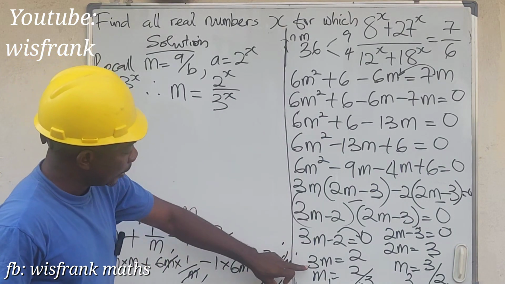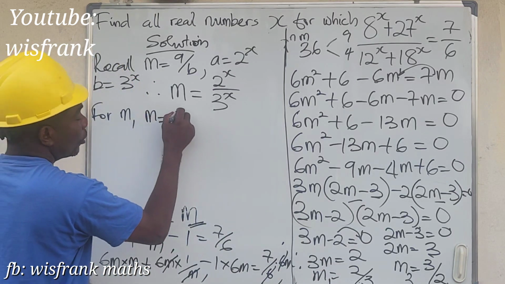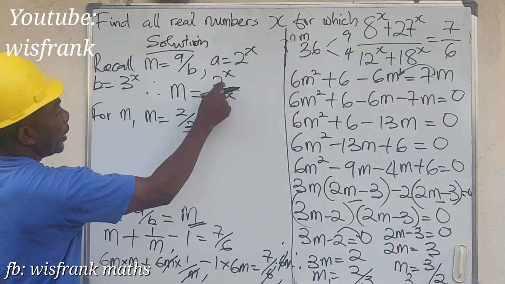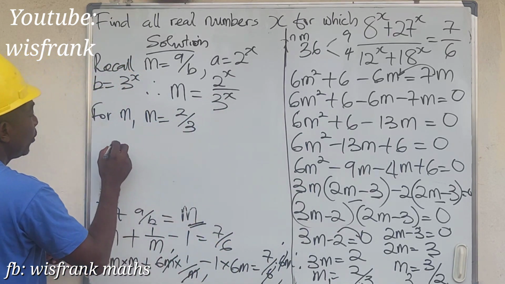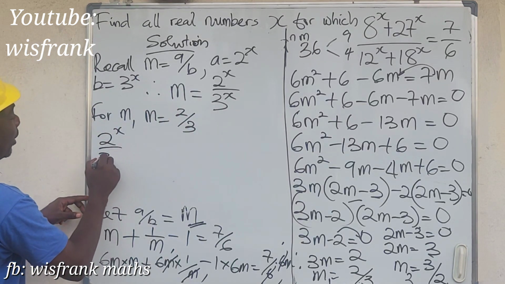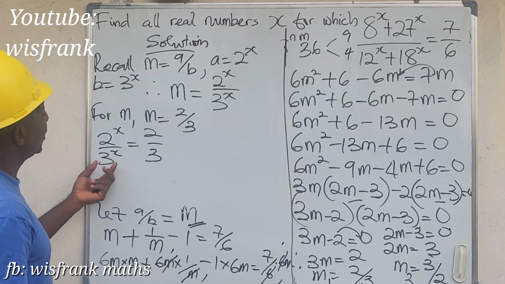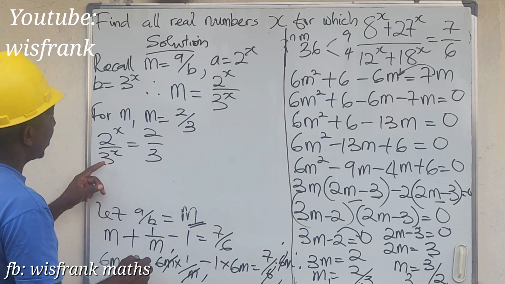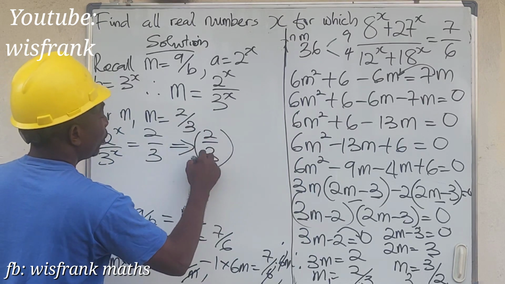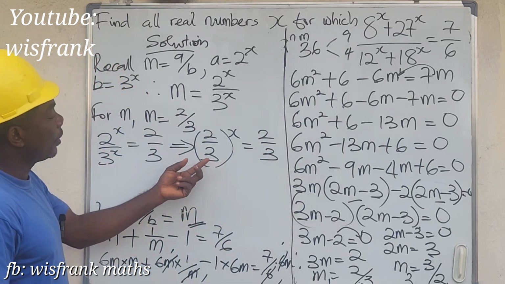So here in this case, we had here for m1, which is m equals to 2 all over 3 from here. Then the value of m here is 2 to the power of x all over 3 to the power of x. So m here will be, we have 2 to the power of x all over 3 to the power of x equals to 2 all over 3. So this is what we have. So in this case, we can write this as, this will become 2 all over 3 all to the power of x equals to 2 all over 3. So this is what we have.